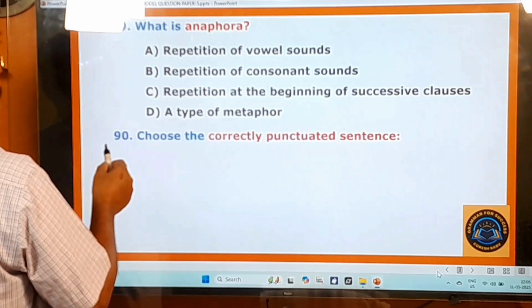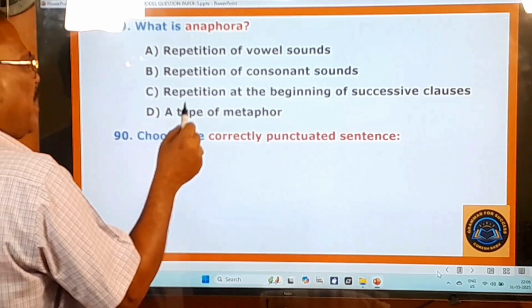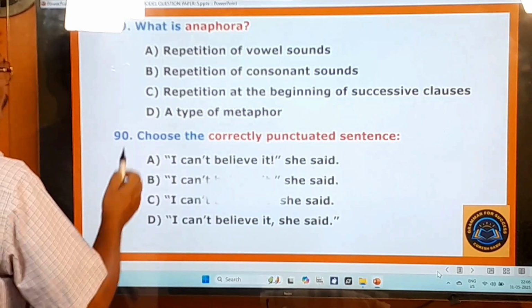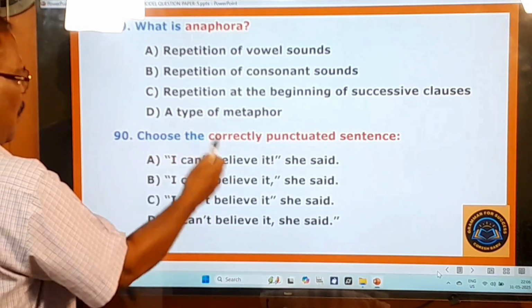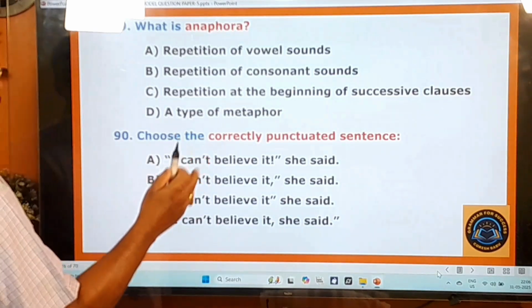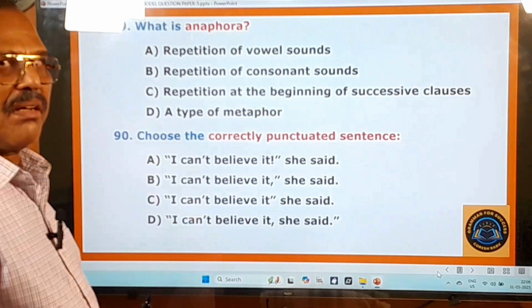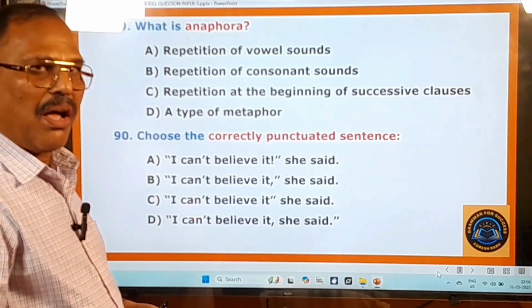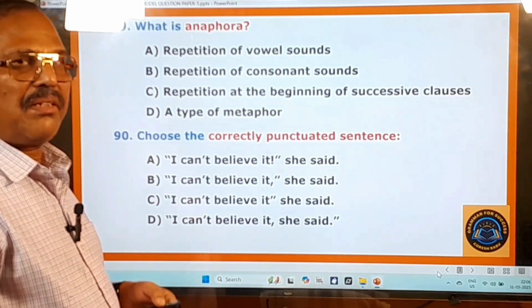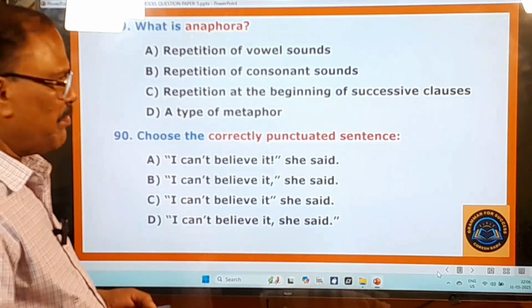90th question, the last question of this section. Choose the correctly punctuated sentence. I can't believe it, she said. So these are all the sentences about that. I can't believe it, she said. So you choose that sentence in which the punctuation marks are correctly used. And now I would read out the questions that are given on content. Please pay a very good attention to them.